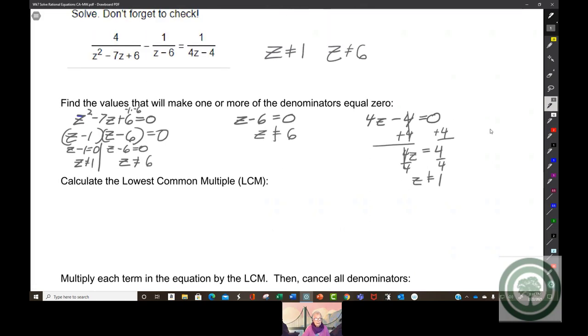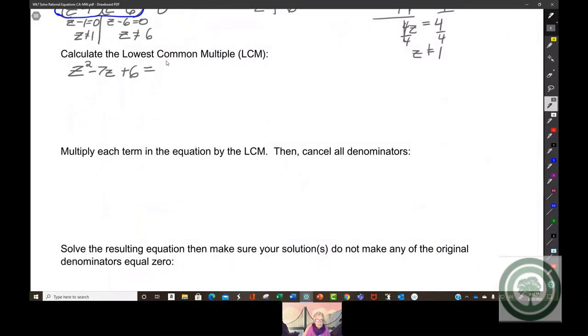Now I list the denominators. Although this step made us factor them, so that's going to be pretty easy to do. Just copy down the factors, this and that. Those are the factors of z squared minus 7z plus 6. Now I'm going to do something that seems a little strange. I'm just going to rewrite z minus 6 as z minus 6. And I'm going to rewrite z minus 1 as z minus 1.